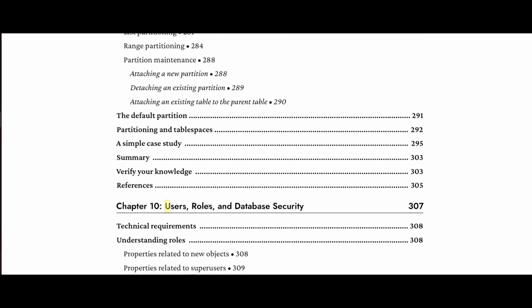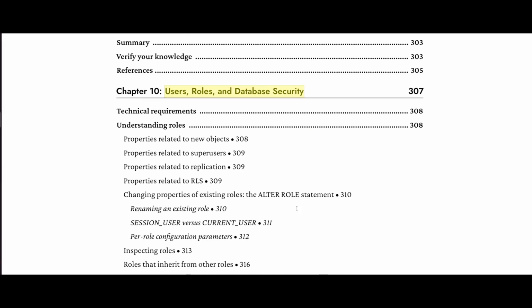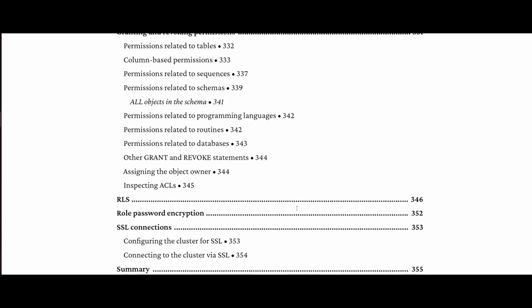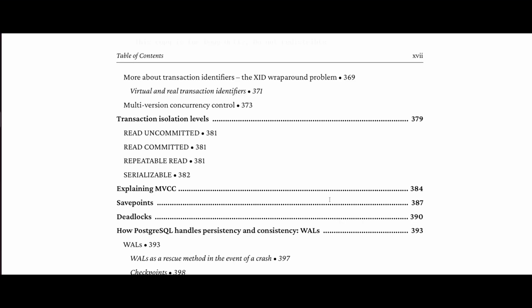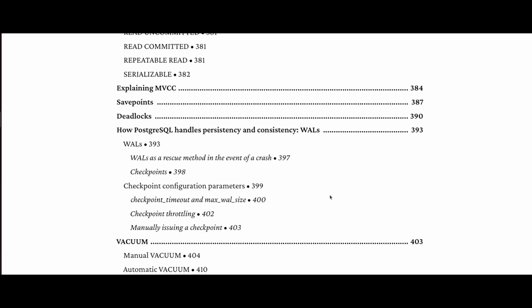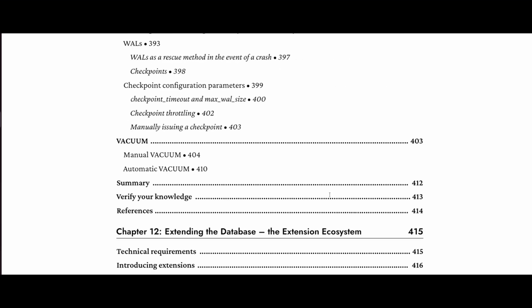Chapter 10 covers users, roles, and database security, how we can adapt it and understand it. The usage of ALTER ROLE, inspecting roles, ACLs, roles, RLS, connections. Then we start getting really interested into the transactions, MVCC, WALs, and checkpoints. Goes really well into explaining each one of these concepts, from their transaction isolation levels, explaining what MVCC is, savepoints, deadlocks, how they affect your data usage, and impact, which is, of course, very heavy topic.